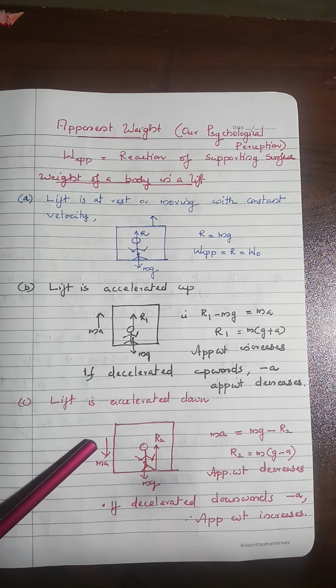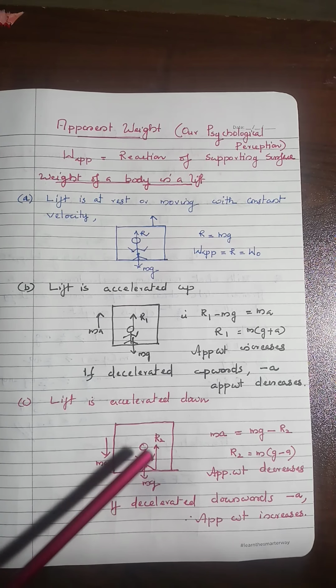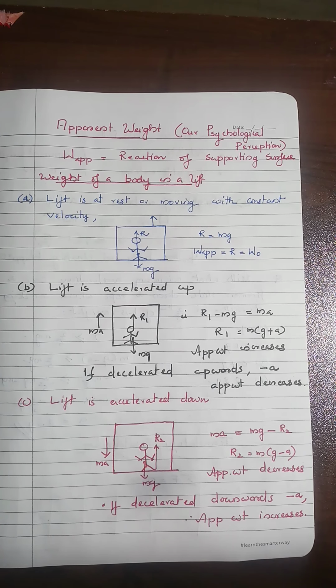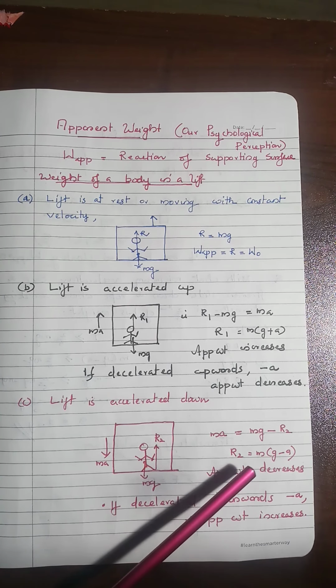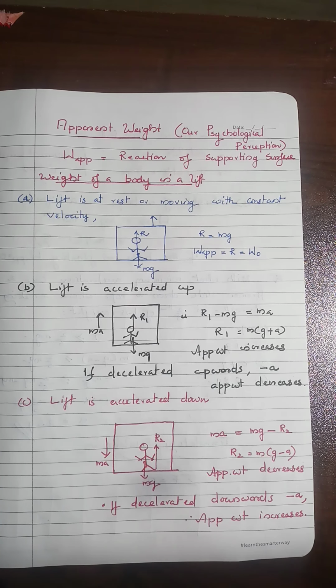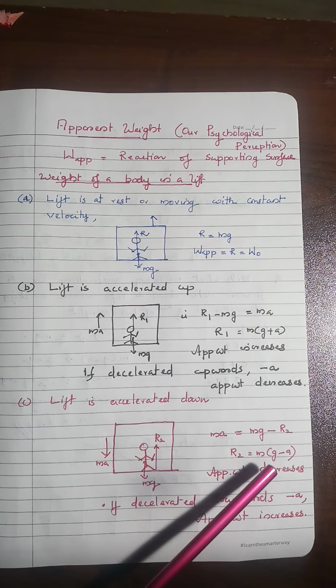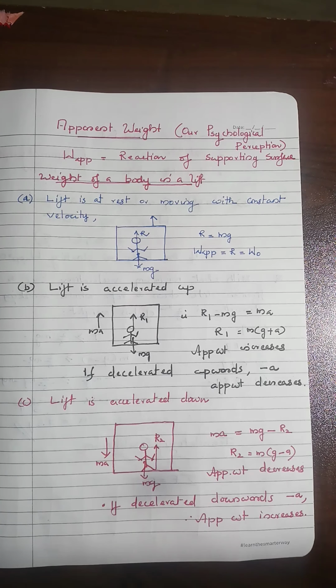You know the net force ma is acting vertically downward. That means mg minus R2 equals ma. You get the value R2 equal to m into (g minus a). Surely we can say the apparent weight decreases. But there is another situation. Keep in mind, what happens if a becomes negative? The weight increases. That is a special case.